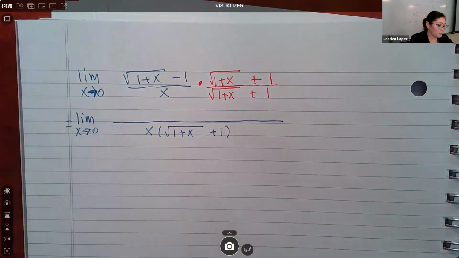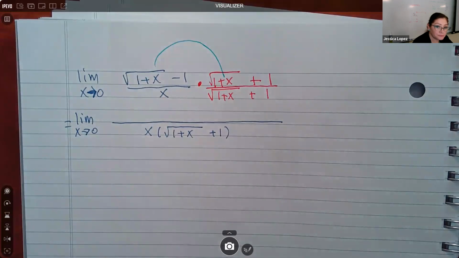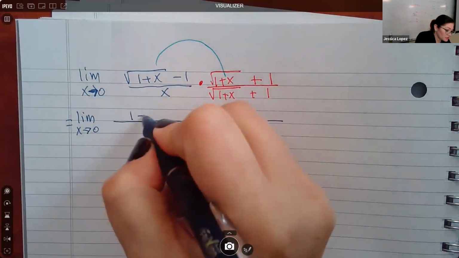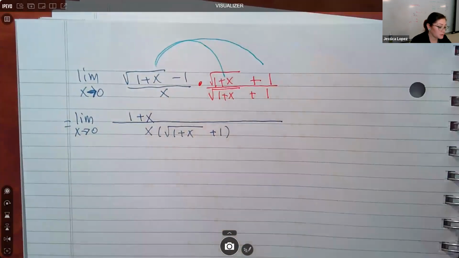Now the top though, what do I get when I do this times this? Because you get 1 plus x squared in a house, right? And then the house and the square knock each other out. So you just end up with 1 plus x. What about when I do this multiplication?